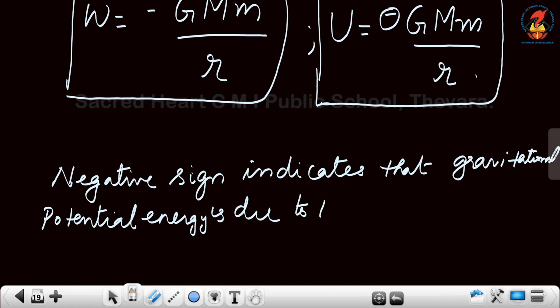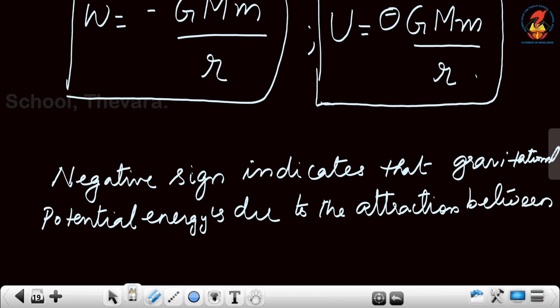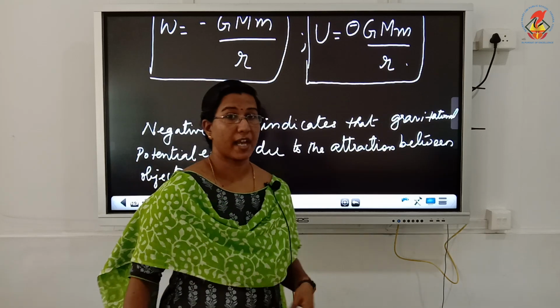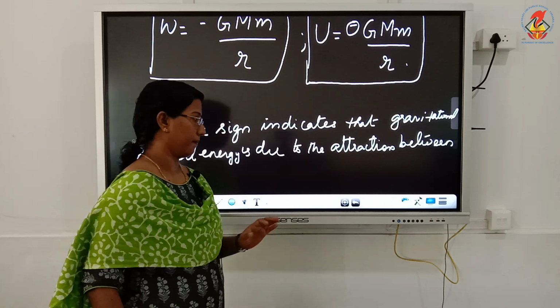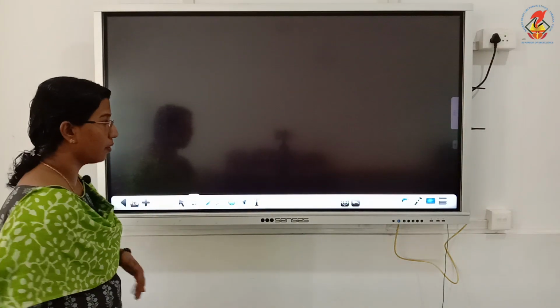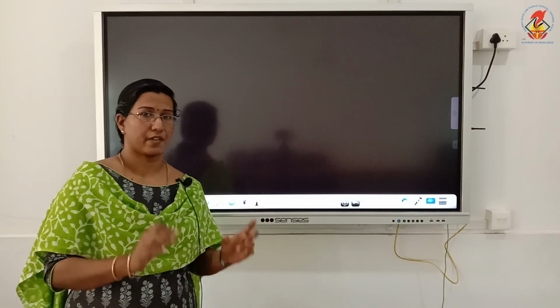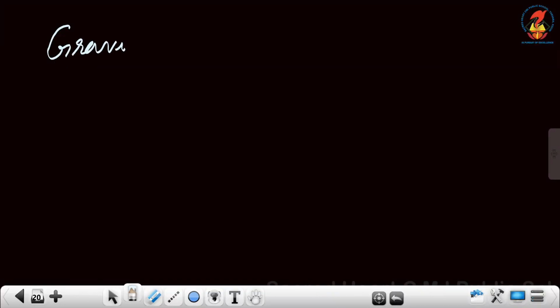Now, what is my next step? I am going to move the object from point A to point B. For that, I am going to do a small amount of work. The amount of work done in bringing the object from point A to point B, which is at a distance dx from A, is, you know, the equation for finding the work done: W = F · S.